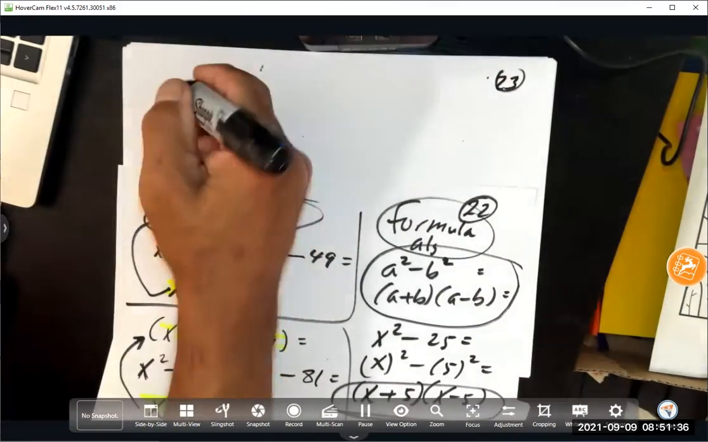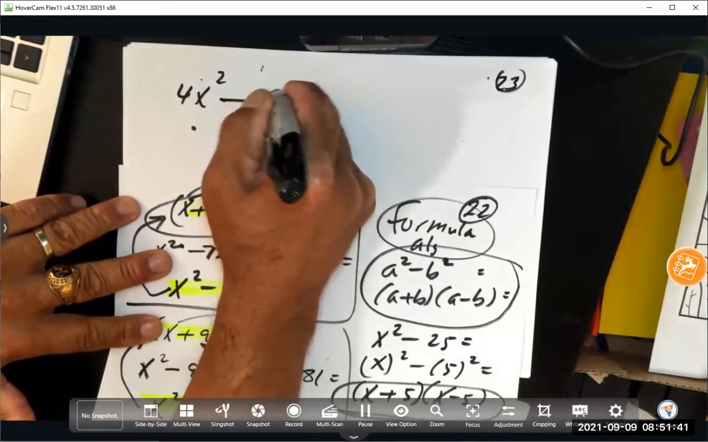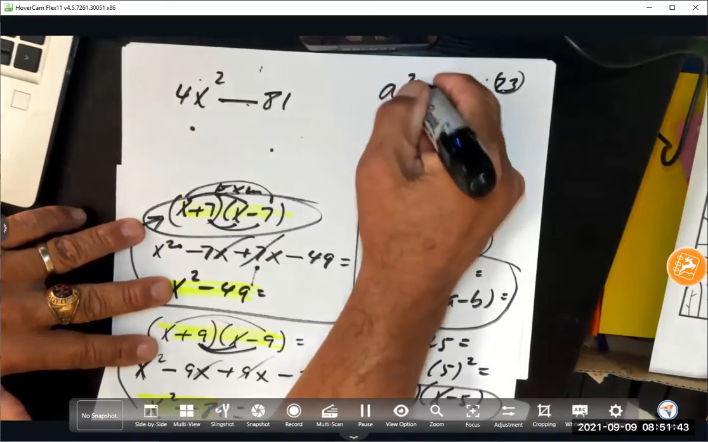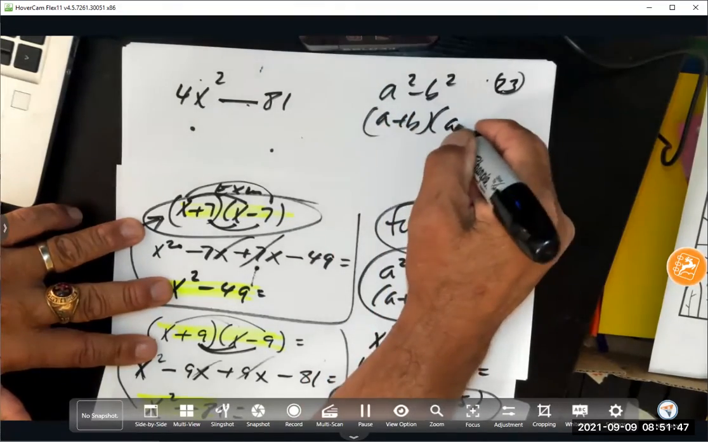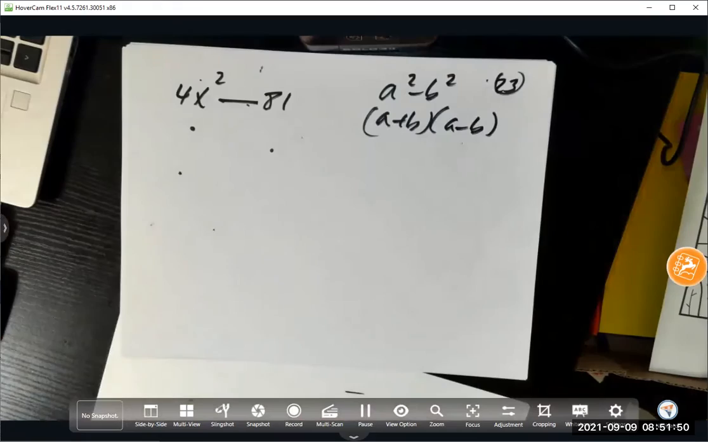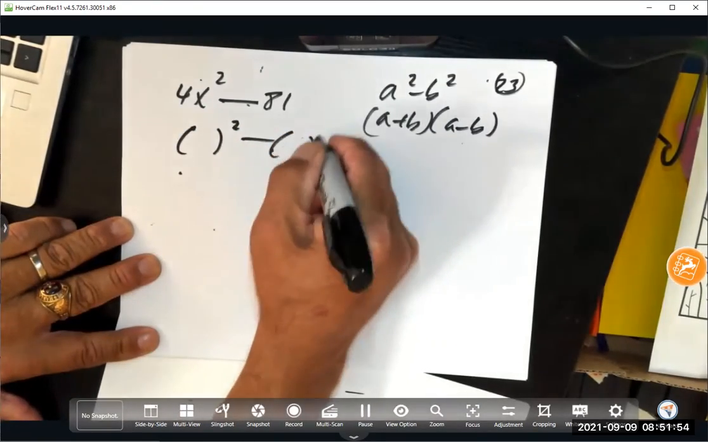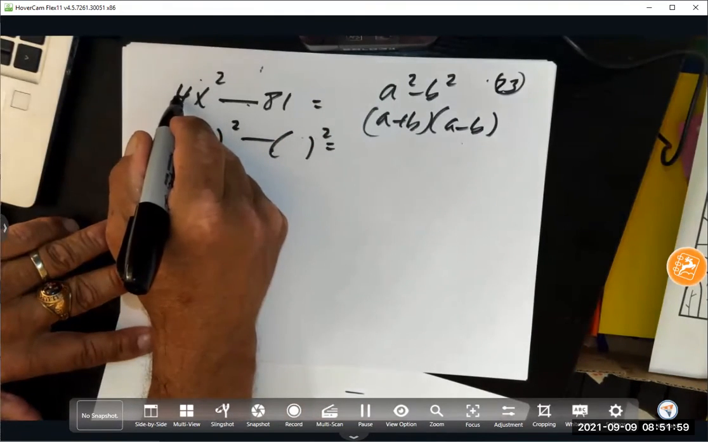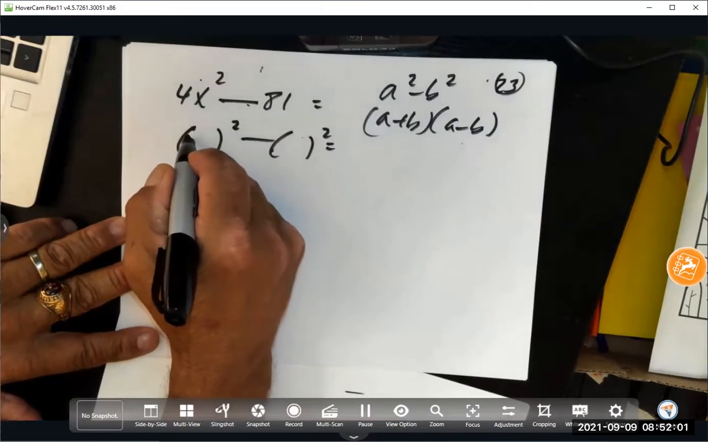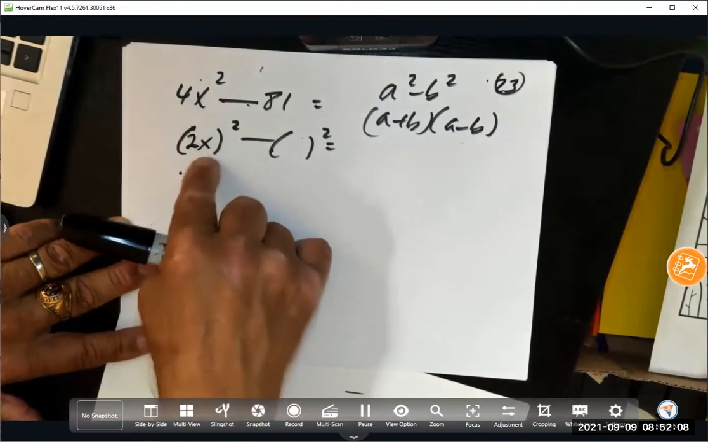Suppose I have 4x squared minus, let's say, 81. I'm going to use this formula again. It's going to be a plus the number, a minus the number. Now you tell me, is there a number that's squared and a number that's squared that belongs in here? What goes here? Well, what number squared is 4? What times what is 4? 2. And x. So 2 times 2 is 4, x times x is x squared.